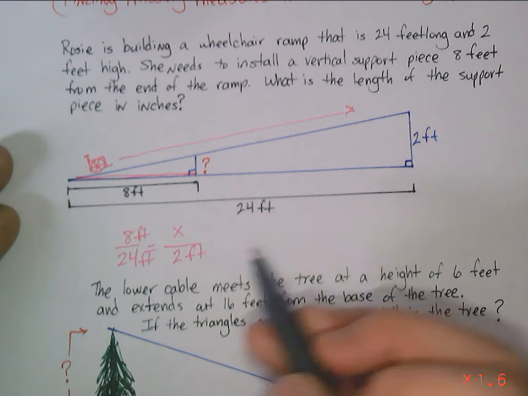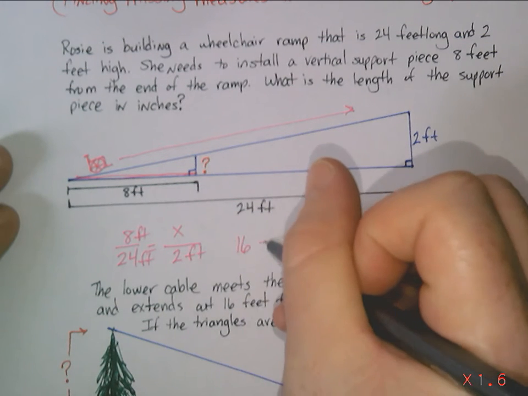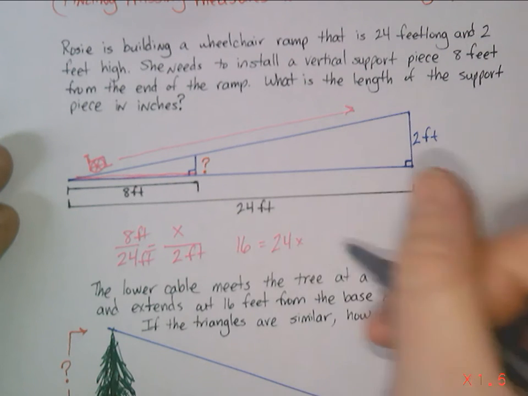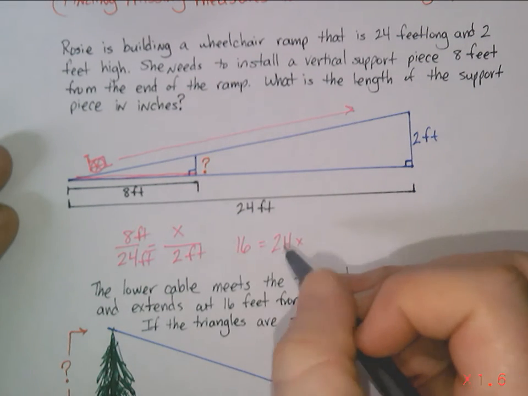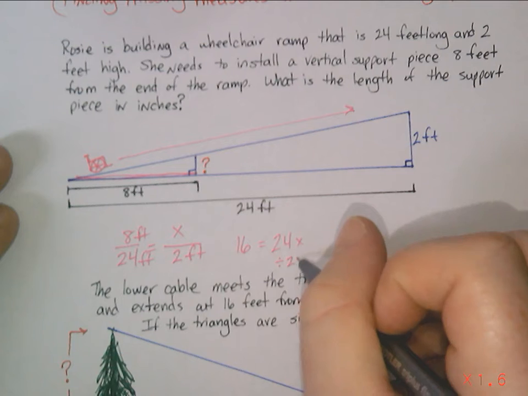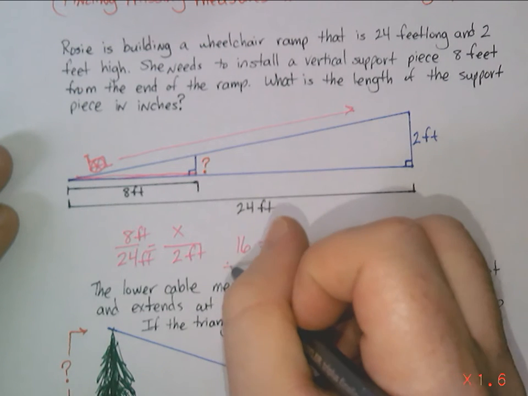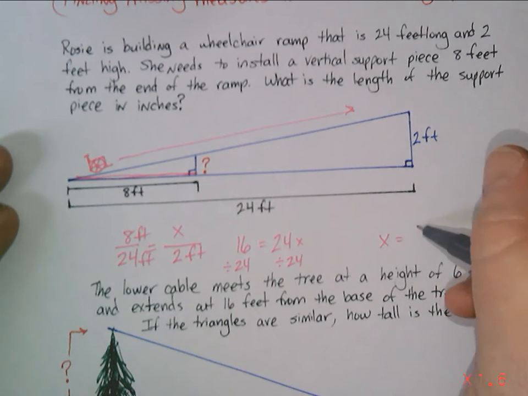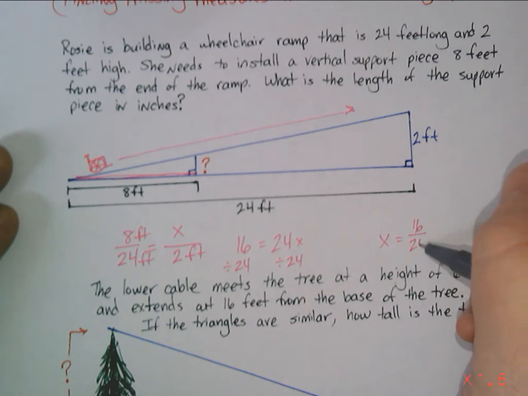2 times 8 is 16. 24 times x is 24x. This is a one-step equation. We need to divide both sides by 24 because we're going to get rid of it on this side. And you should get x equals 16 over 24.